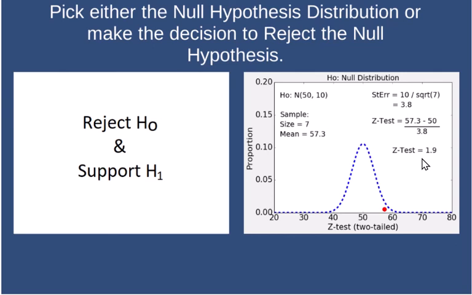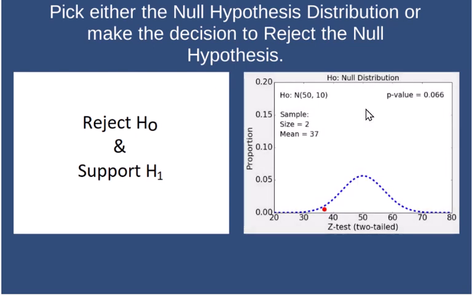Z-test of 1.9, that's within our plus minus 1.96. It's a keeper, we'll keep the null hypothesis distribution. P-value of 0.066, that's going to be a keeper. It's bigger than alpha level, so we keep going with the null hypothesis distribution. Close enough.